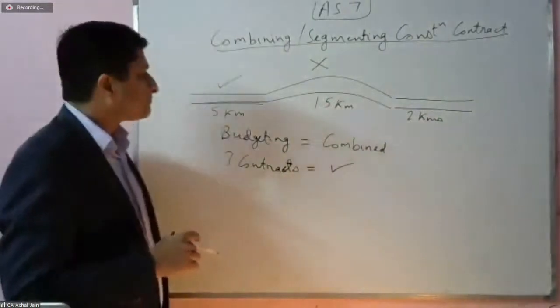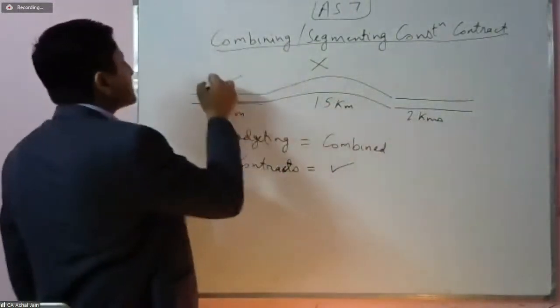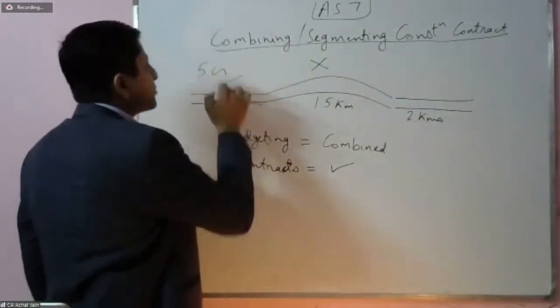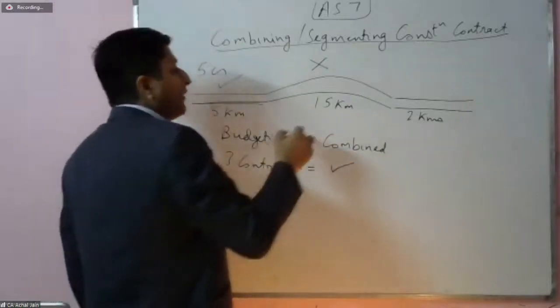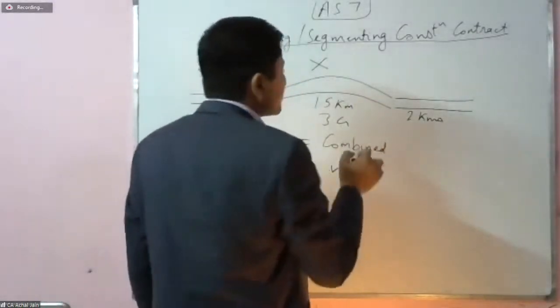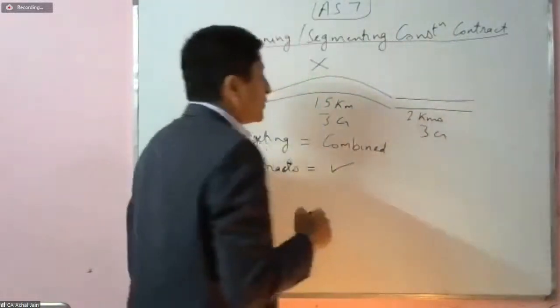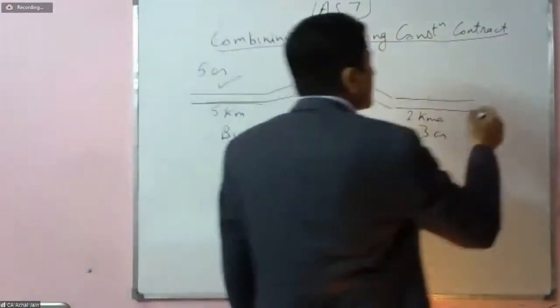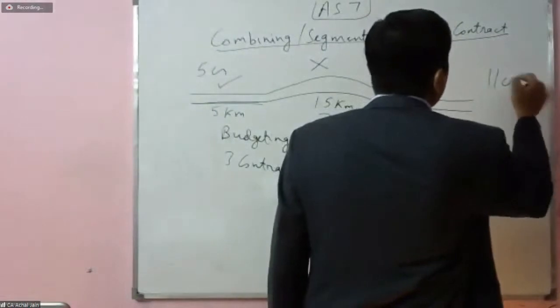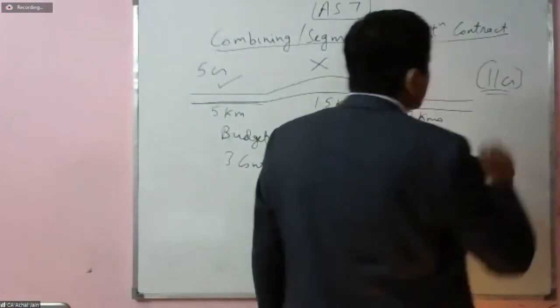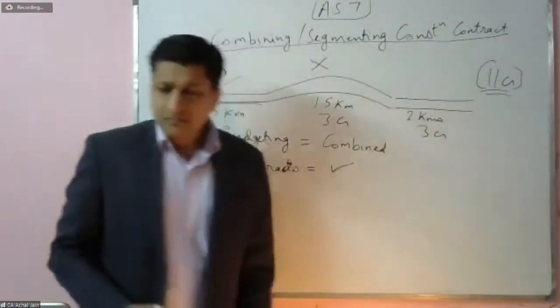Now, we understand for this project, the contract revenue is 5 crore. For this project, the contract revenue is 3 crore. For this project, the contract revenue is 3 crore. So all in all, the contract revenue is going to be 11 crore. Okay.